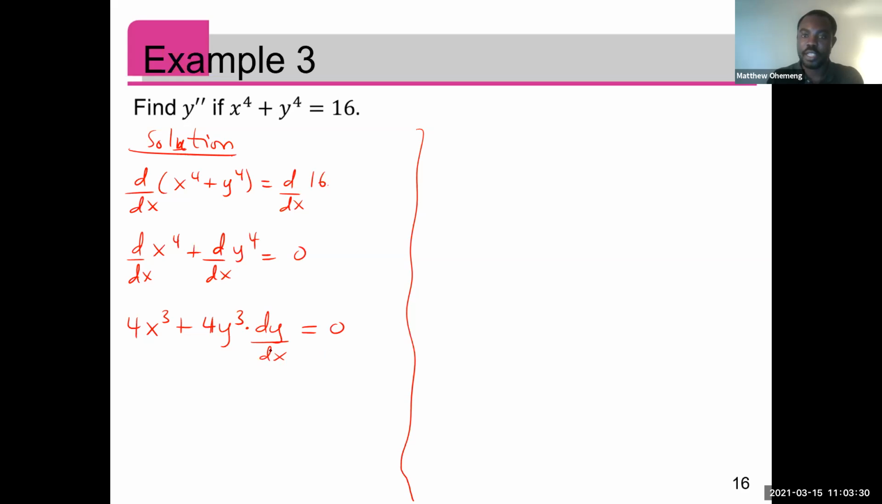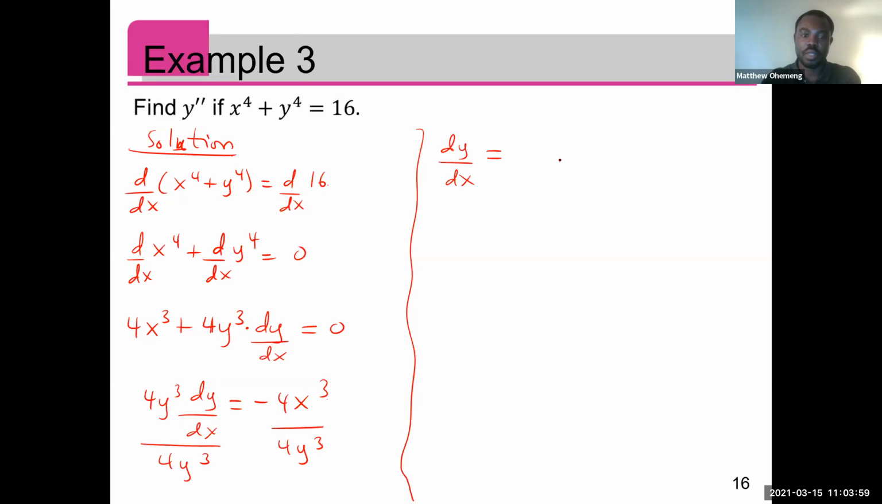Now, when you get to this part, you just have to solve for dy over dx, right? So what I can do here is subtract the 4x cubed from both sides. That'll give me 4y cubed dy over dx equal to negative 4x cubed. And then at this point, since I'm just solving for dy over dx, I can divide both sides by this 4y cubed, right? So the 4's will cancel out, leaving me with dy over dx equal to what? Negative x cubed over y cubed, right?